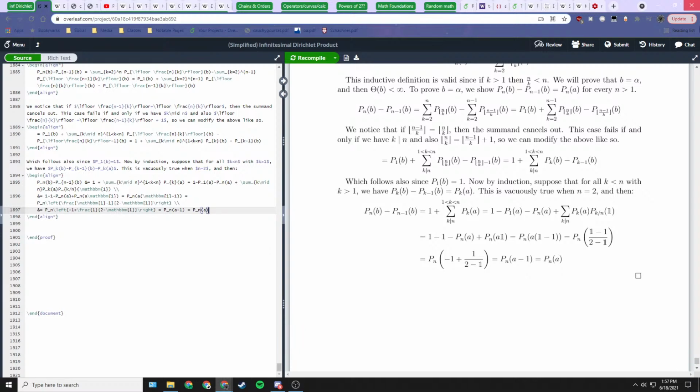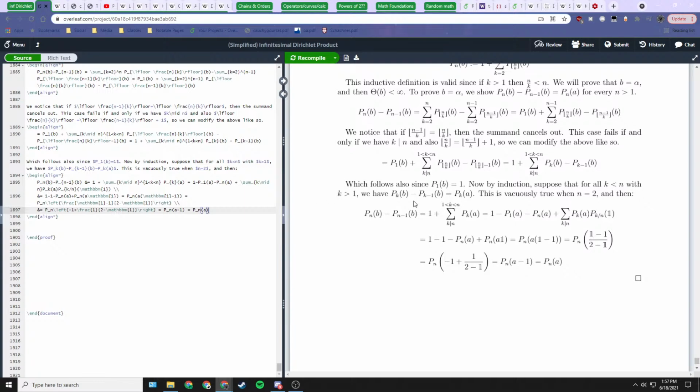Okay, so we do all this work to show that this B series has this definition, and then we do an induction. Suppose that for all k less than n with k greater than 1, this consecutive difference is p sub k of a. That's actually true when n is 2, which is where our base case is. And then we do this difference.